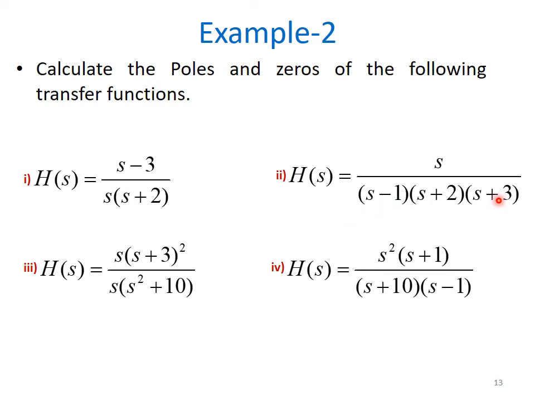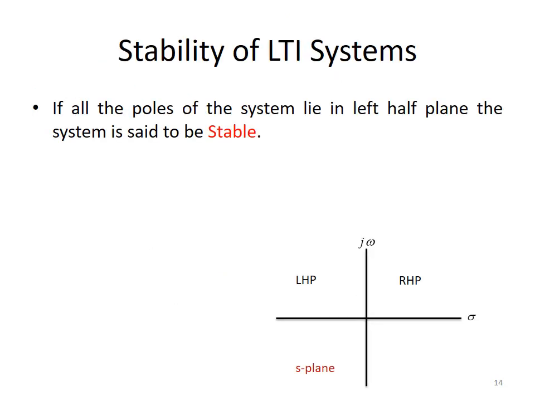Similarly, in the second case, we have only one zero, which is in fact at the origin of the S-plane. And we have three poles, one pole at 1, another at minus 2, and the third one at minus 3. And similarly, in other cases, you can find out the roots of the numerator and denominator, in other words, poles and zeros of the system. Very simple.